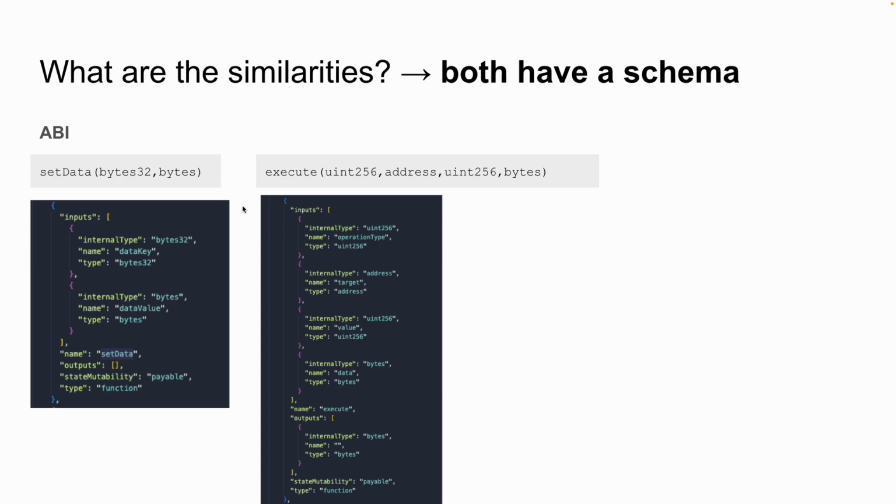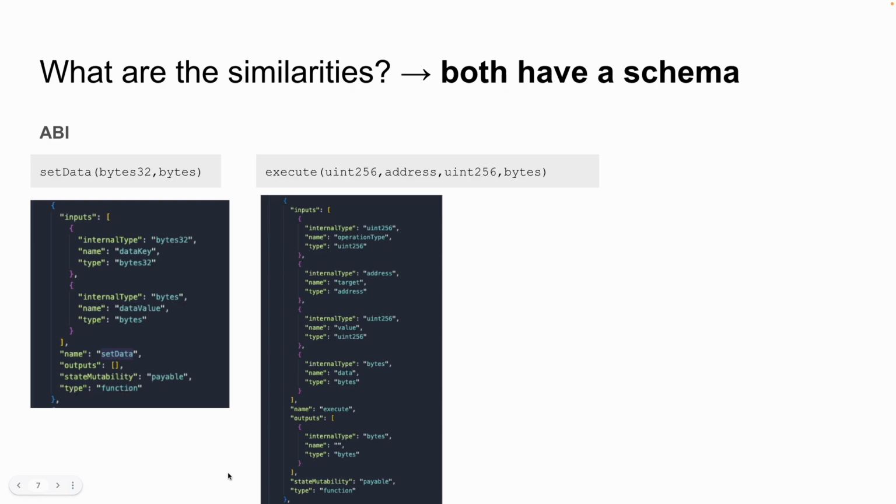So you can see, for instance, here this is the schema of the setData function. It has two parameters specified as an input. You can see there is also a field that specifies the name, another field that specifies the output, the state mutability of the function, and the type of the object from the contract.